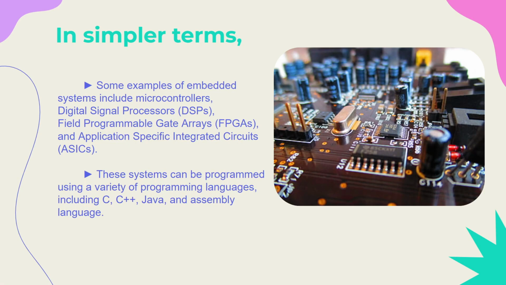So here we have some examples of embedded systems, including microcontrollers, digital signal processing, which is DSP, and then FPGAs, and ASIC programming, application specific integrated circuits. These systems can be programmed using a variety of programming languages, including C, C++, Java, and assembly languages.